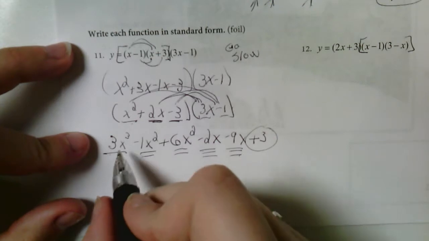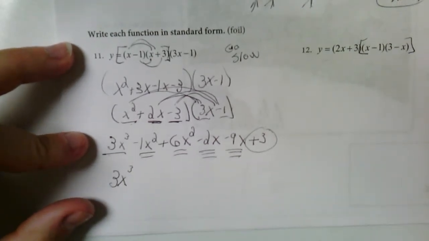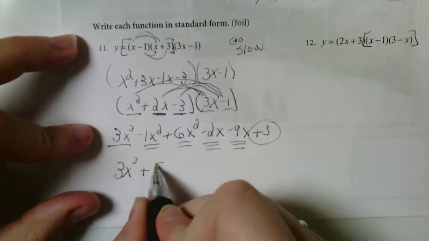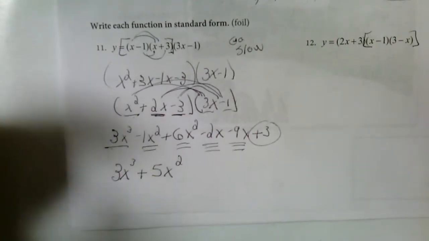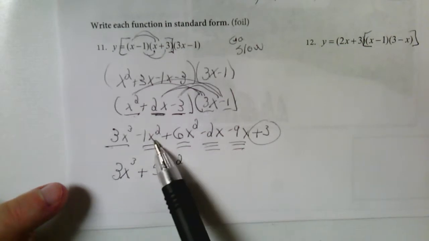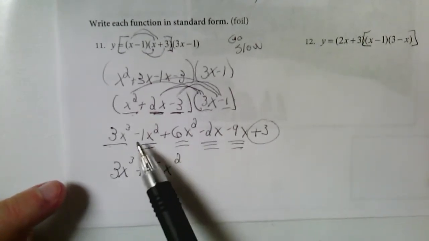So the 3x to the third is the only one of its kind. I then have a negative 1 and a positive 6. That's going to become positive 5x squared. Remember that when you are adding and combining like terms, keep the exponents the same. So this was an x squared, this was an x squared. Keep it an x squared, just figure out what's happening between the negative 1 and the 6.